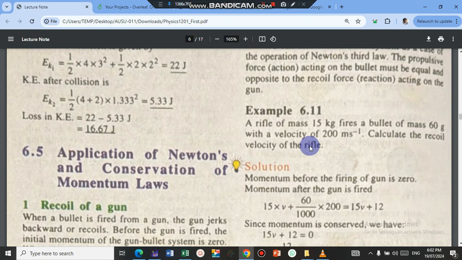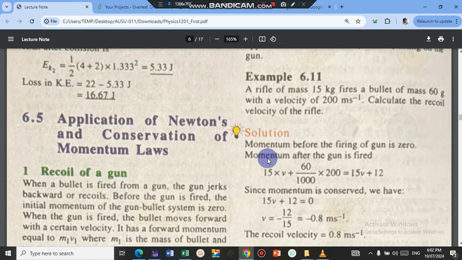In the previous video, we said when the bullet moves forward, the gun or rifle moves backward in the opposite direction, and it will have a negative velocity if we consider the velocity of the bullet positive. Now, the first thing we should remember is before firing, the bullet and the gun were at rest. So because they were at rest, the momentum will be zero for each one of them. This is why they say momentum before the firing of the gun is zero. So you have initial total momentum zero.